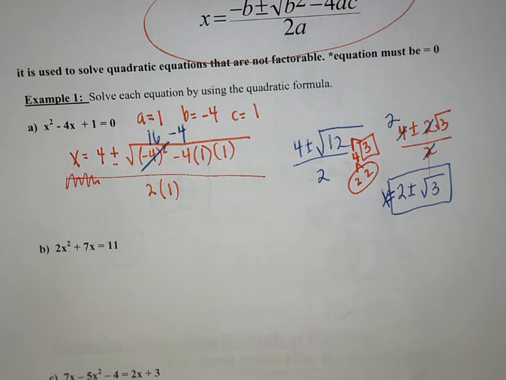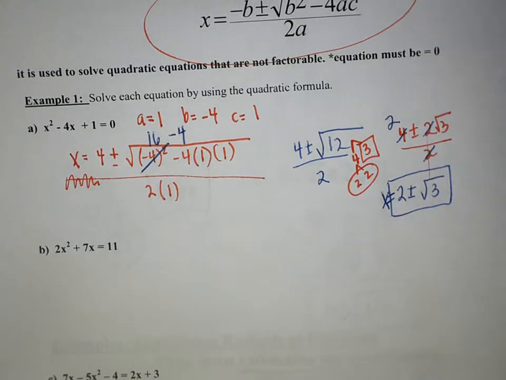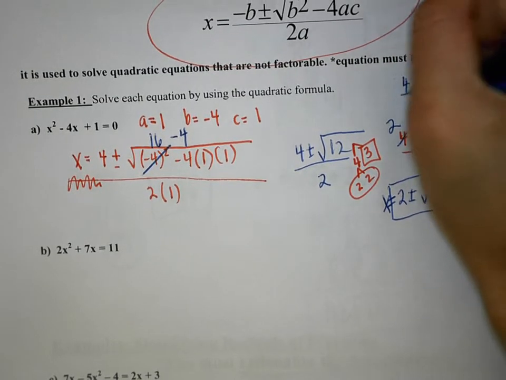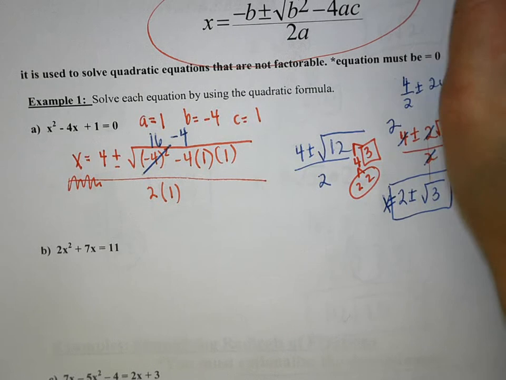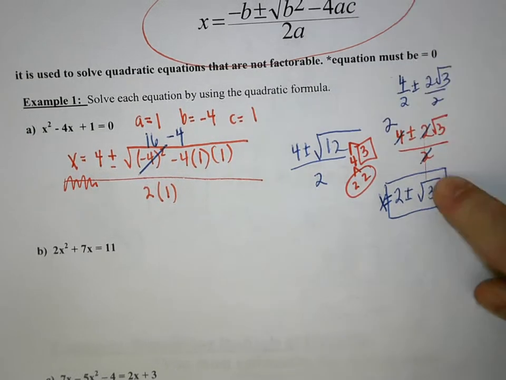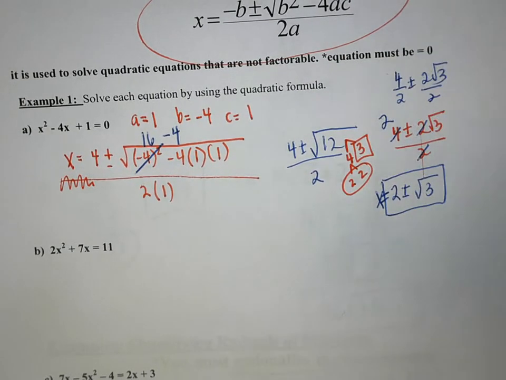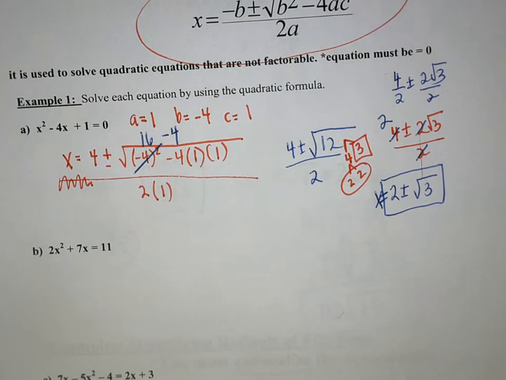For 2 root 3, you can divide the 2 and the 2 on the outside. Yeah, because they're both outside. And the 2 and the 4? Yes, because really, you should rewrite this as 4 over 2 plus or minus 2 root 3 over 2. You can only reduce this bottom if it will go into both. Or if you separate it like that, then you could reduce one of them and not the other. Okay? All right.